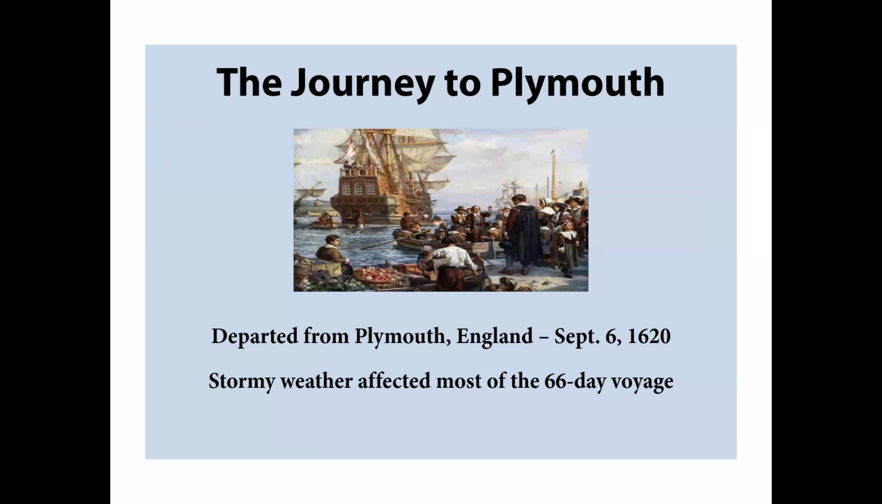So the journey to Plymouth, even though it was originally not meant to go to Plymouth, was not an easy journey. They had departed from England on September 6, 1620, and they encountered so many storms during this 66-day voyage before they finally decided to disembark their ship.